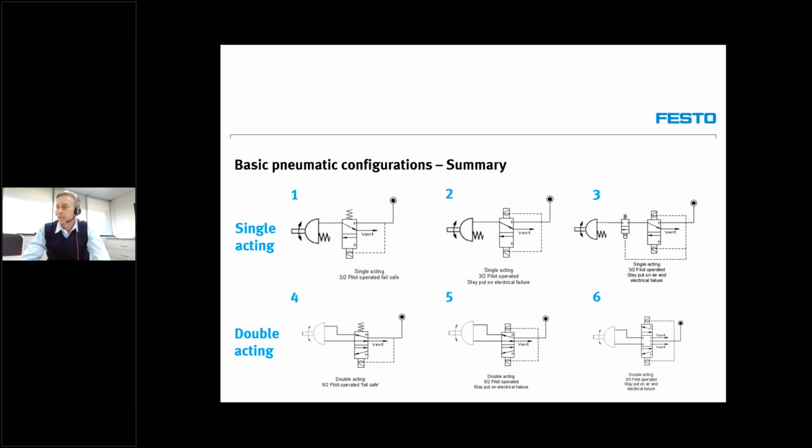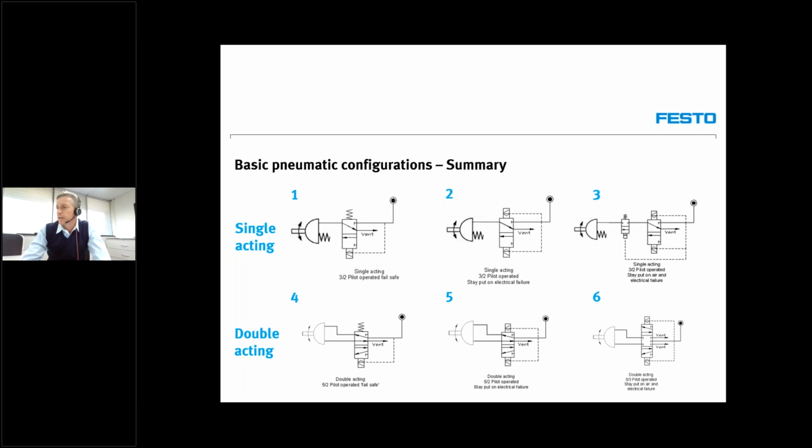Russell, I've just put up a screen that I'm sharing that gives a good example of what is possible with some different valves. In the first picture, the top row is the single acting actuators. The first one is a single acting 3-way pilot operated fail-safe valve. As soon as your air or your electricity falls away, you will have a fail-safe condition.